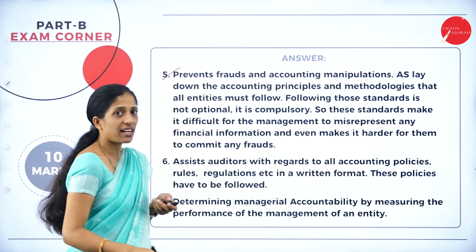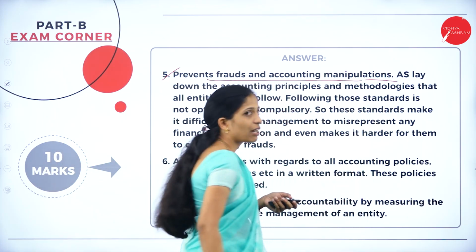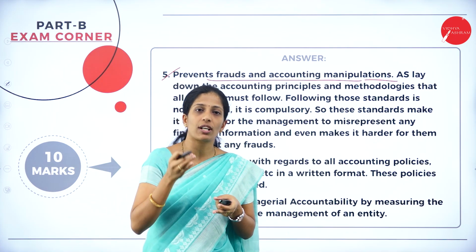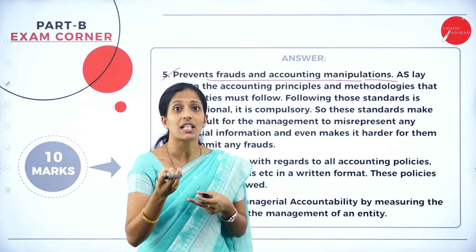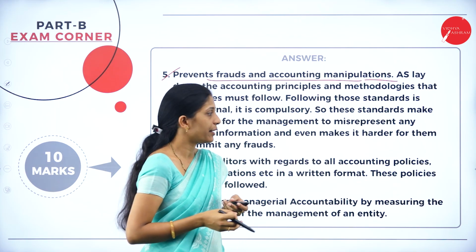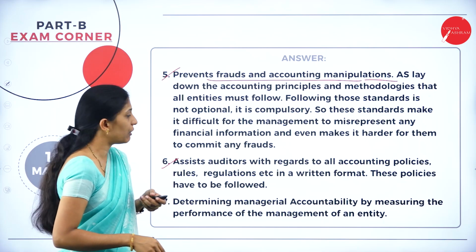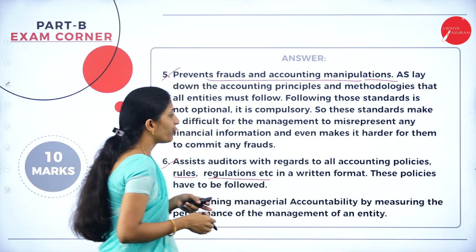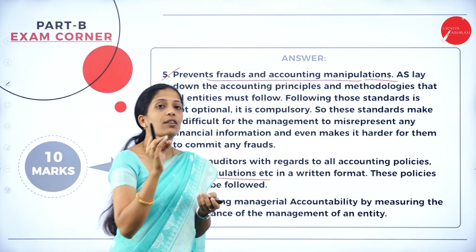Next one is prevents frauds as well as accounting manipulations. This accounting standards helps in preventing frauds because each and every organization has to follow this accounting standards. There are certain rules and guidelines which are to be followed. So, this fraud as well as manipulations can be reduced. Next one is assists auditors with regards to all accounting policies, rules, regulations, etc. in a written format. These policies have to be followed. So, it tells the auditor also.